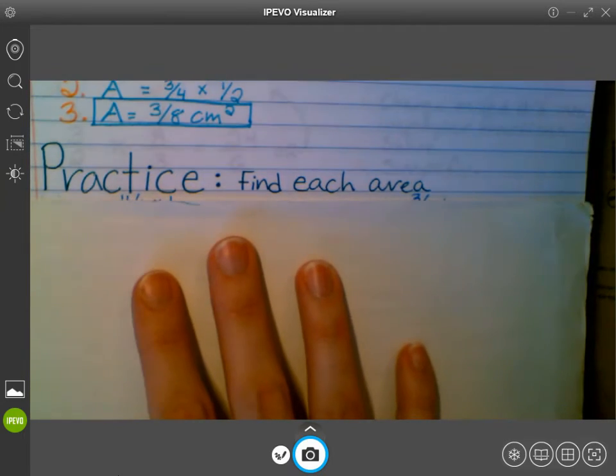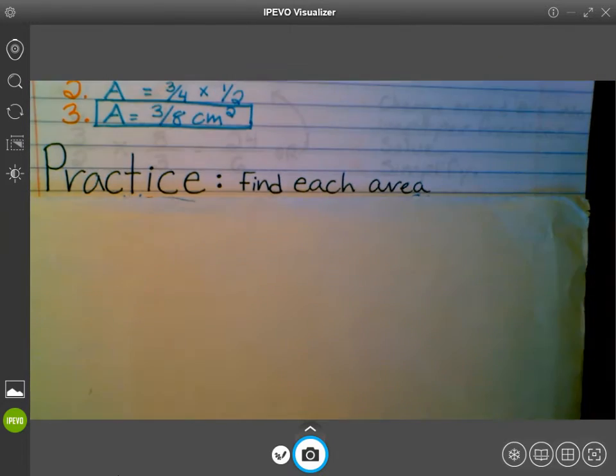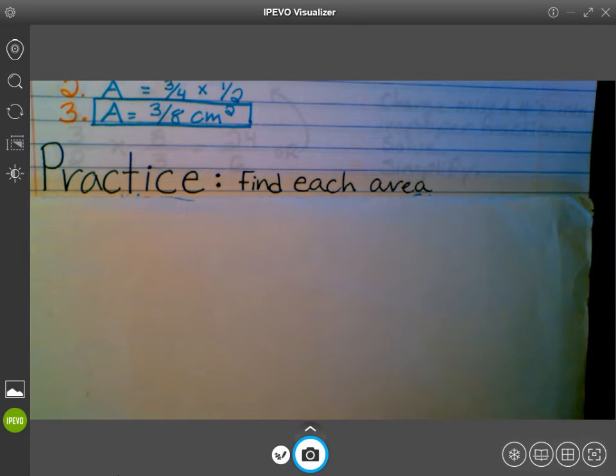Yep, practice. Find each area. Now, we're going to do one of these together because you will sometimes see problems like the one I just showed you where you just have the shape and they're labeled. Sometimes, though, you are going to have a grid, and we're going to do one of the grid examples together just so that you can see what it's looking for.